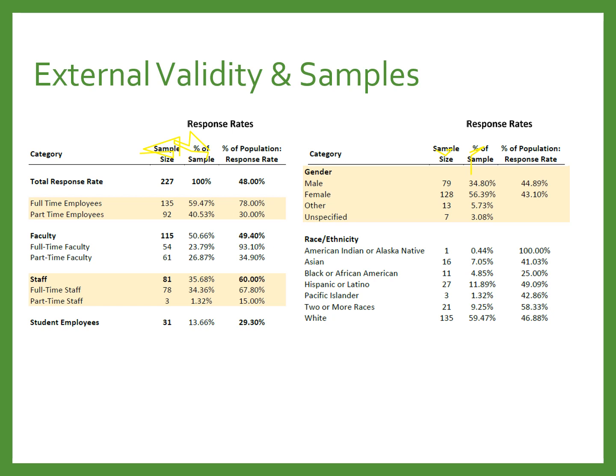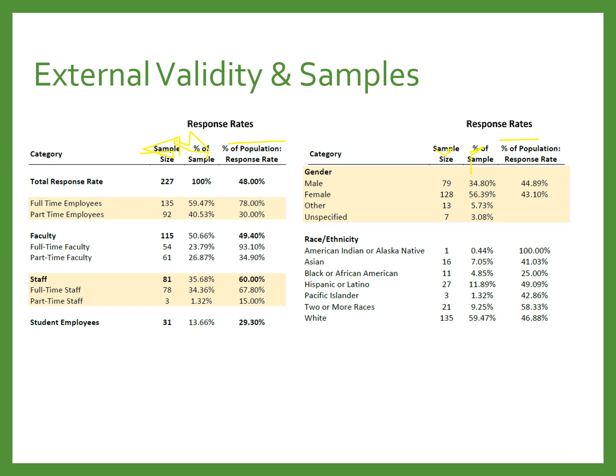Then that final column, the percentage of the population, that's your true response rate. And that tells you how well the sample represented the population of all employees within each group. So when we looked at that, we were taking the number of people in the sample and dividing it by the total number of people in that group in the population of the whole entire university.